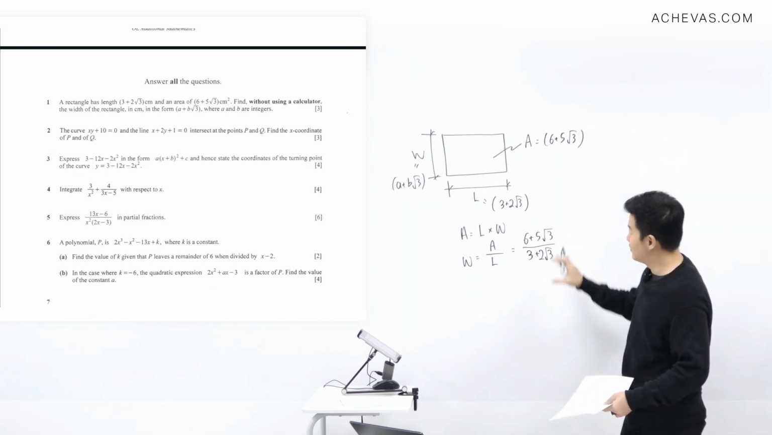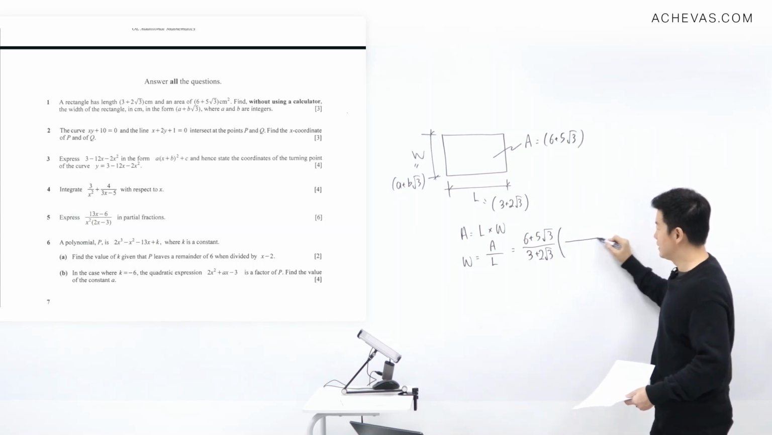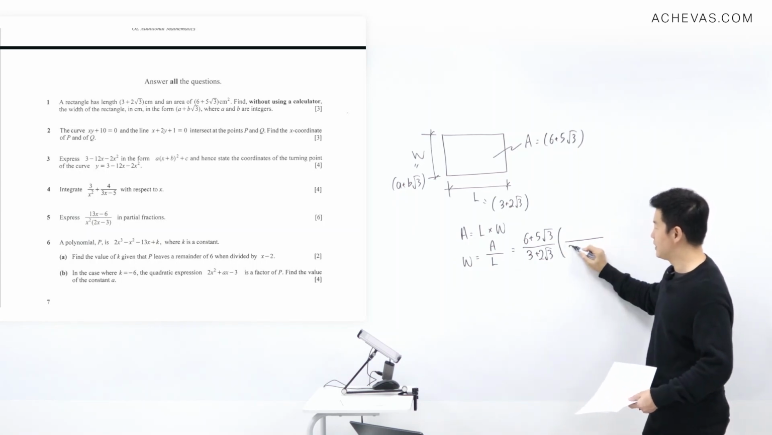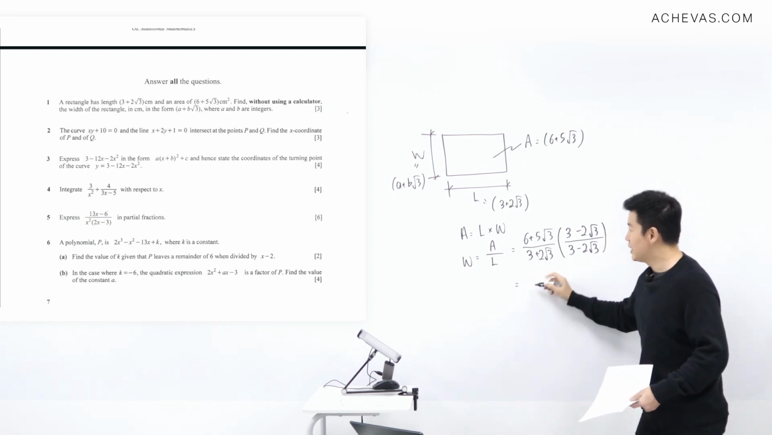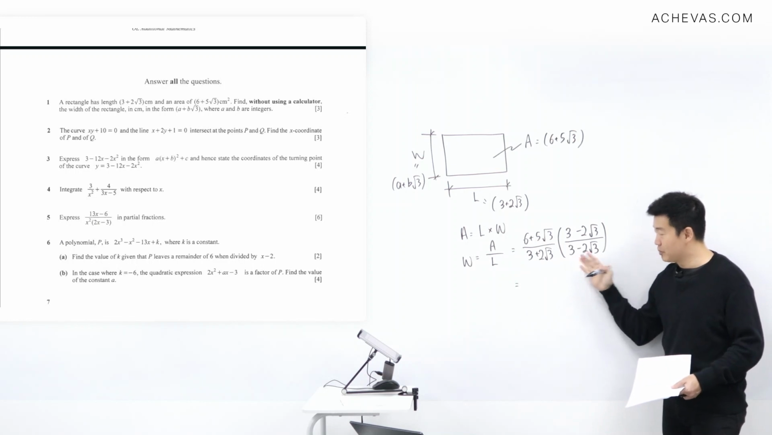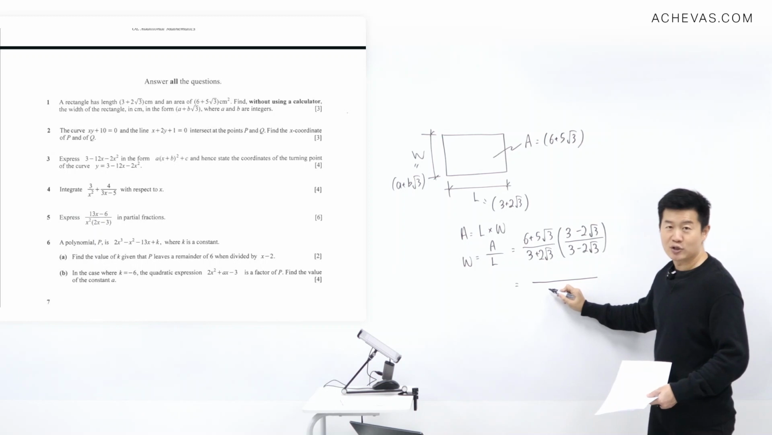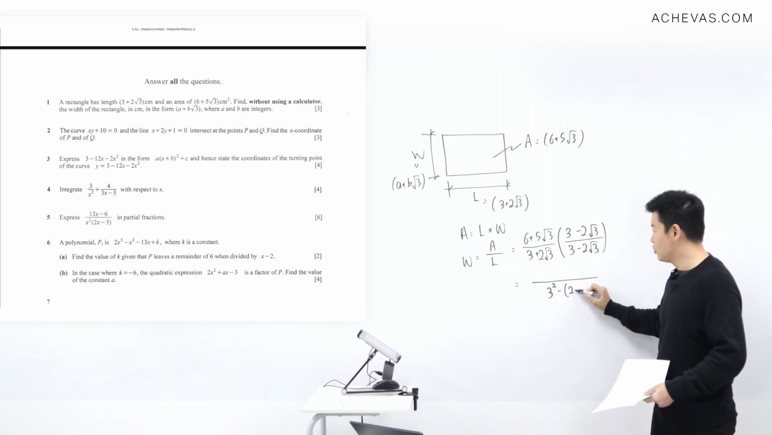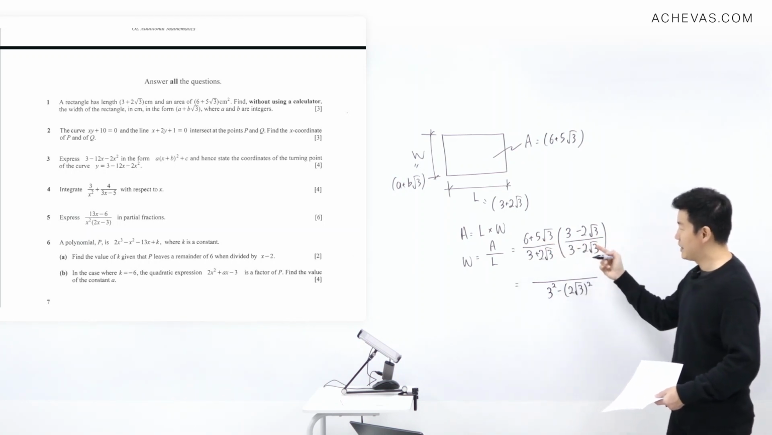We are supposed to re-express this to make it look like this form, so we are going to try to rationalize this. In the denominator, we will multiply by 3 minus 2 square root of 3. For the numerator, let's multiply it by the same thing, 3 minus 2 square root of 3. For the denominator, we have a form of A plus B multiplied by A minus B, so it is going to be A squared minus B squared. So it is going to be 3 squared minus 2 square root of 3 squared. For the numerator, let's just expand it.